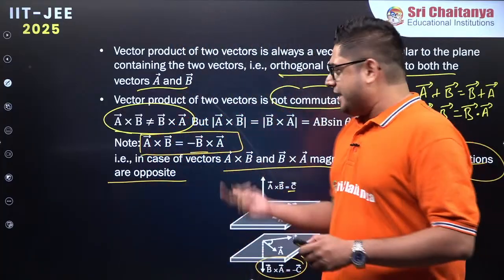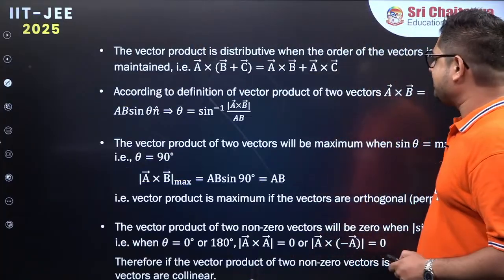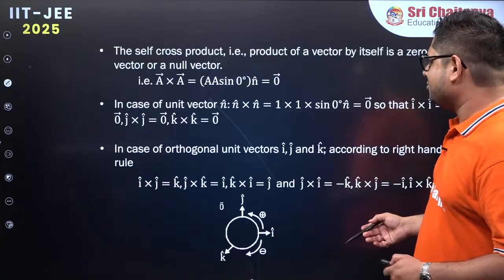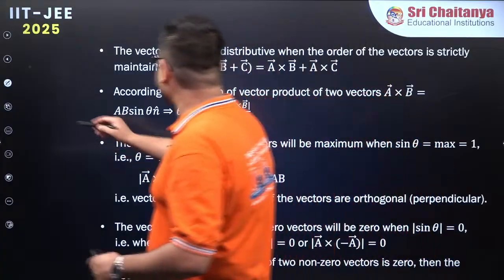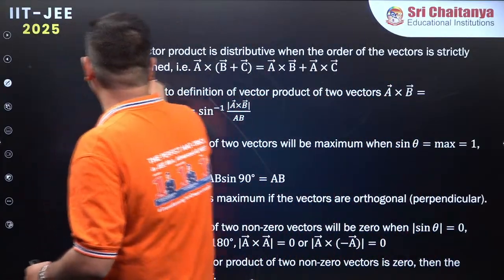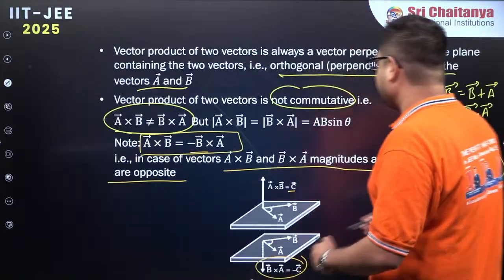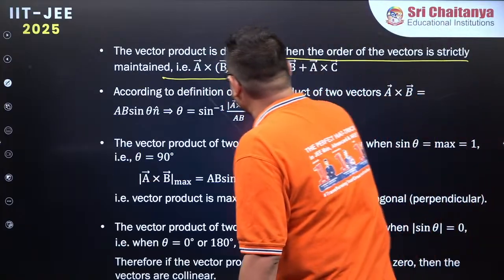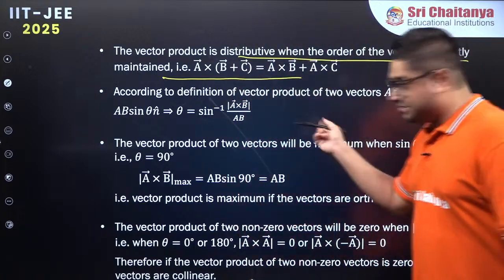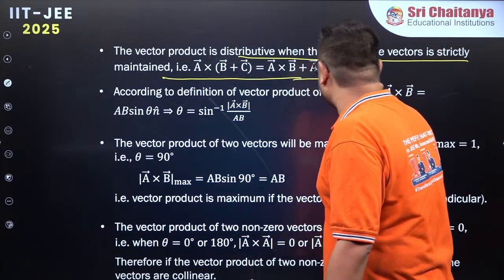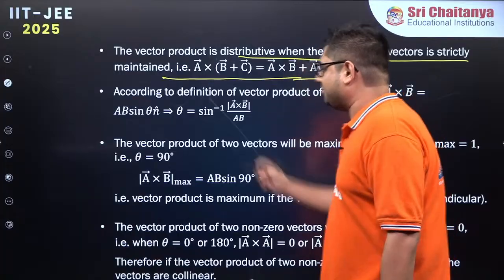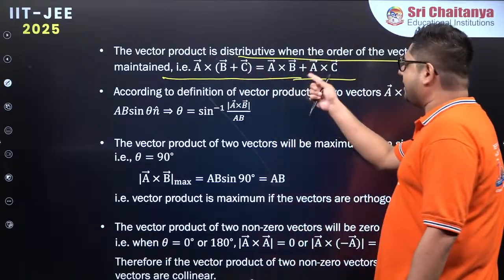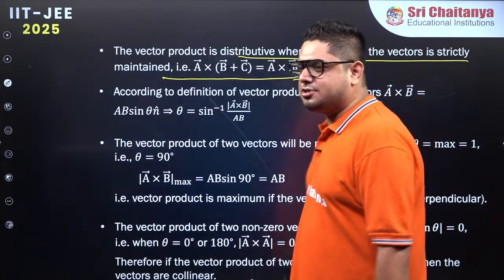Okay, so now let's proceed. Over here you can see the vectors, so now some other properties, there are lots of properties over here, okay. So now in this case it's being given that the vector product is distributive, isn't it? The vector product is distributive when the order of the vectors is strictly maintained, that is A cross (B plus C) is going to be written as A cross B plus A cross C, isn't it? So this is how you can write it down. A cross (B plus C) is going to be equivalent to A cross B plus A cross C.